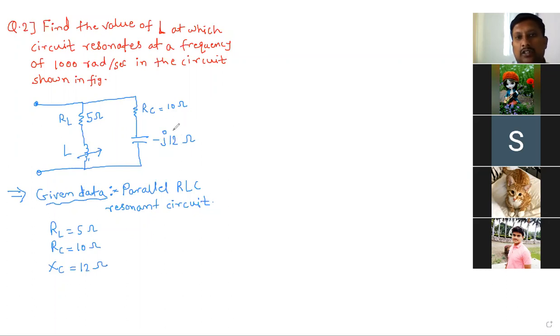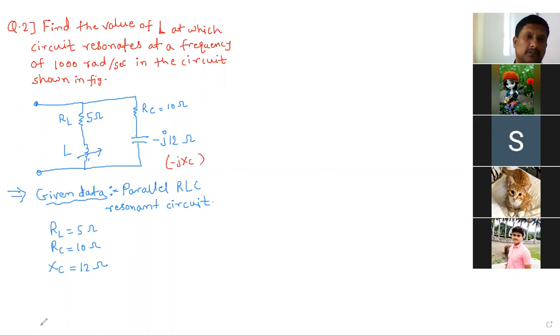Okay. So that is not mentioned just like minus JXC, but you should know that this 12 is nothing but XC. Many students are not getting this one. So I will write in bracket. Actually, it is not given in the circuit diagram, but you have to identify. So this is nothing but minus JXC.